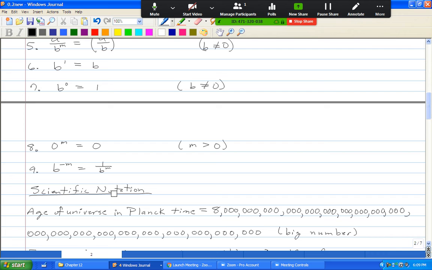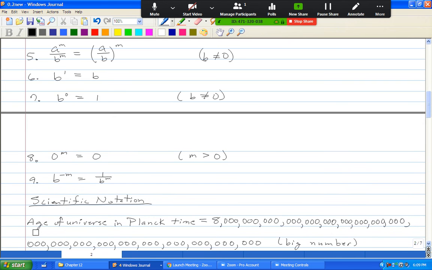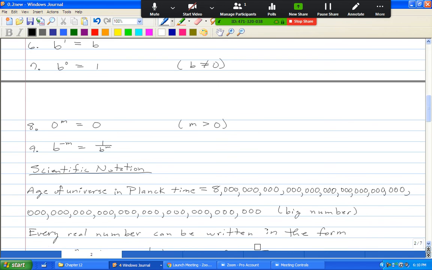So, scientific notation. In science, sometimes we deal with very large numbers, such as suppose I want to determine the age of the universe in Planck time. So Planck time is the smallest unit of time that we know of. And so it would be 8 with a whole bunch of zeros. So just 8 followed by lots and lots of zeros. And so that's a very big number.